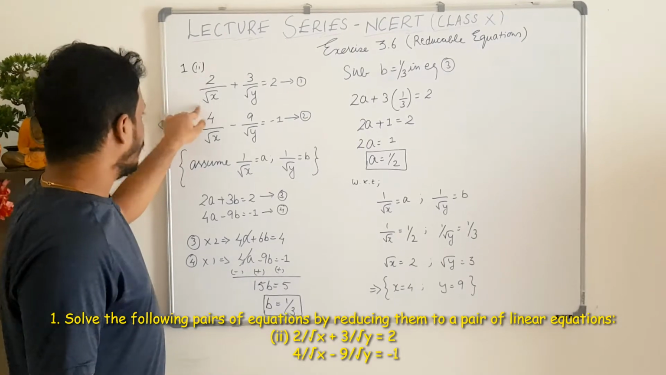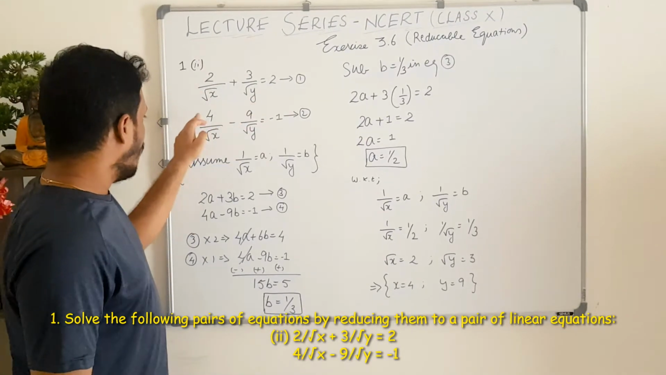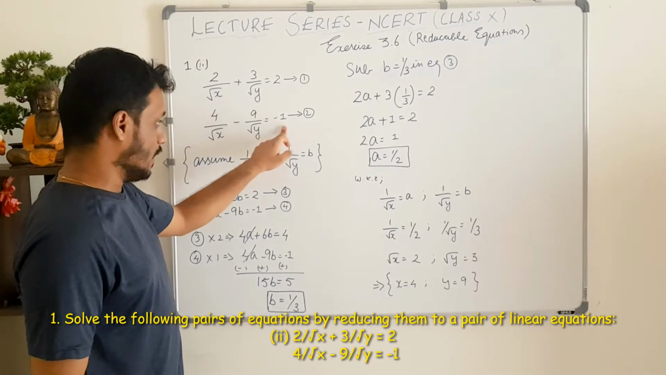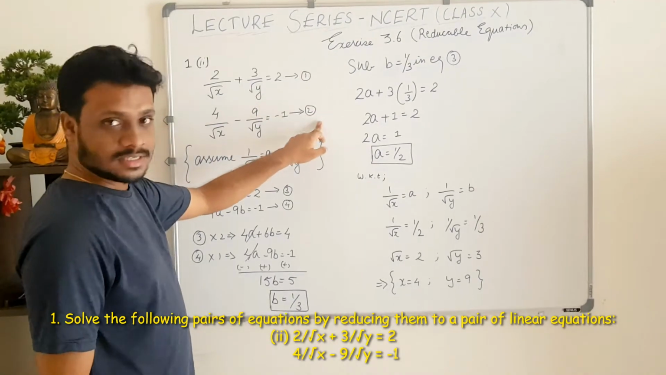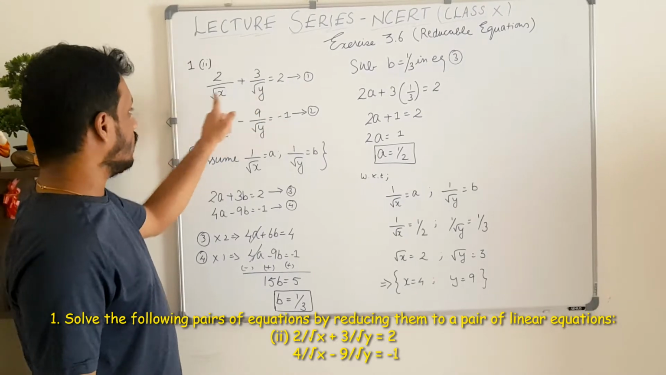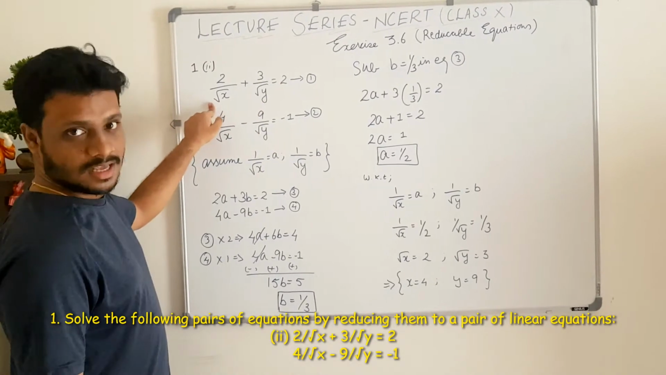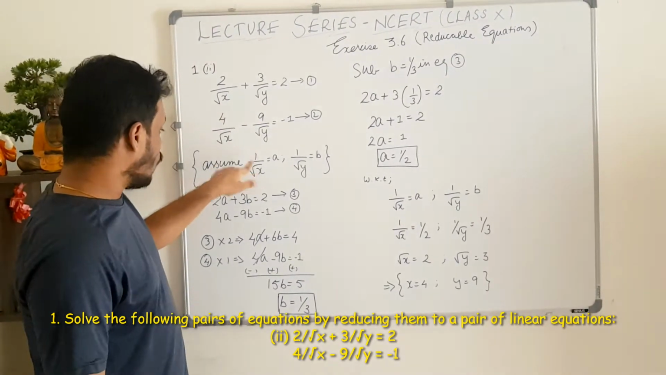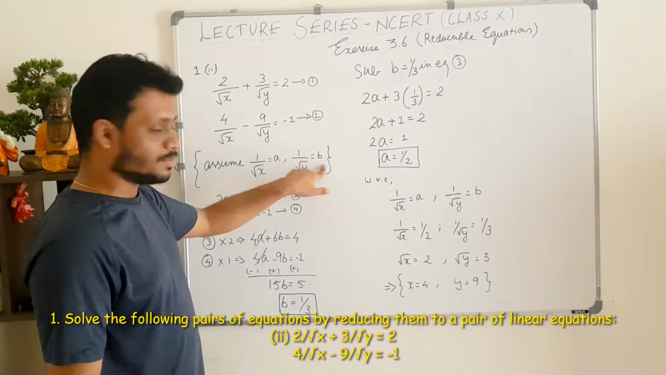Here the equation is 2 by root x plus 3 by root y equal to 2 and 4 by root x minus 9 by root y equal to minus 1. So I am taking this as the first equation, this is the second equation, and again we see the variables are in the denominator and also inside the root. So we make the same assumption like what we did. I am taking 1 by root x as a and 1 by root y as b in this case.